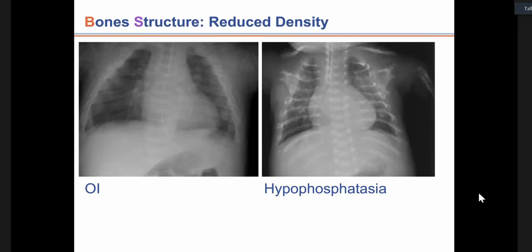Reduced density is probably what we're more familiar with in osteogenesis imperfecta.